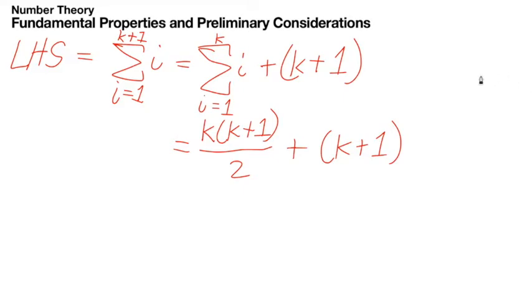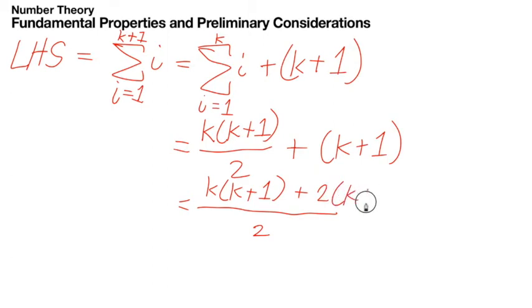So let's manipulate by using algebra. I think we can make this under one fraction bar, using the LCD as 2, so we'll have k times k plus 1 plus 2 times k plus 1.